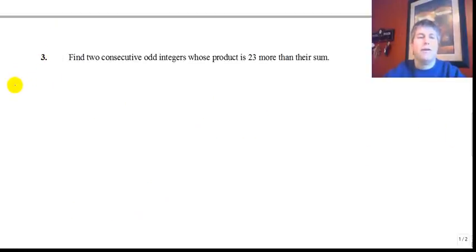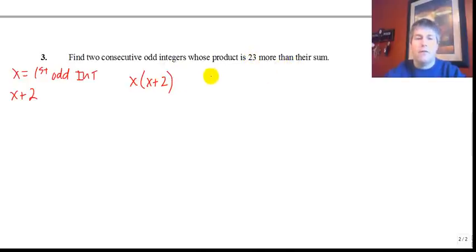Moving on to sample problem 3: find two consecutive odd integers whose product is 23 more than their sum. Two consecutive odd integers, so let's let x equal the first odd integer. And consecutive odds then are, of course, x and x plus 2. So we want two consecutive odds whose product, that means we multiply, so let's take x and x plus 2, is 23 more than their sum.